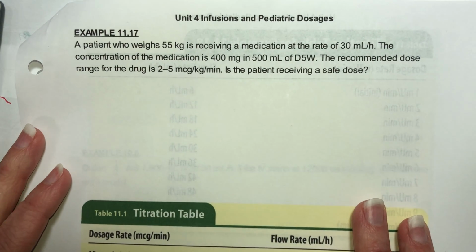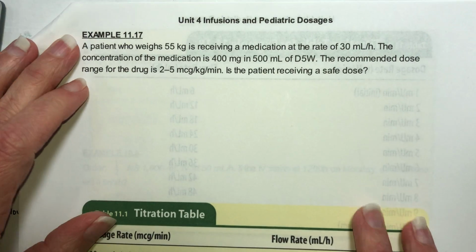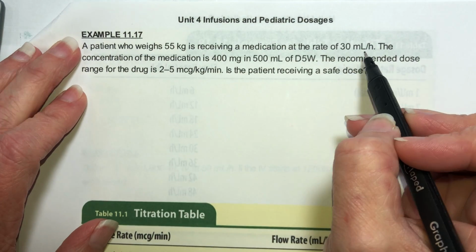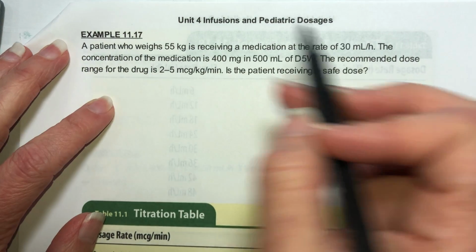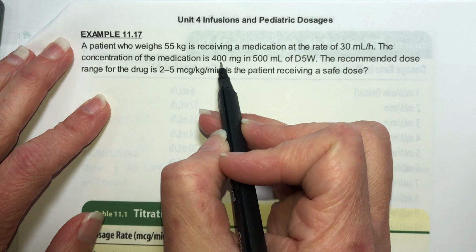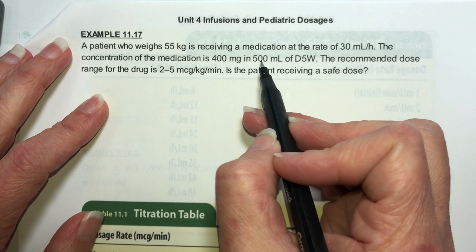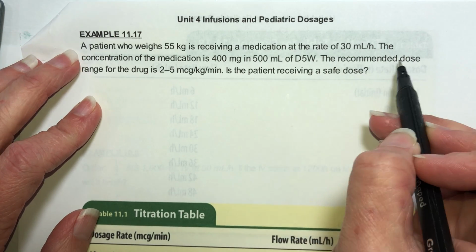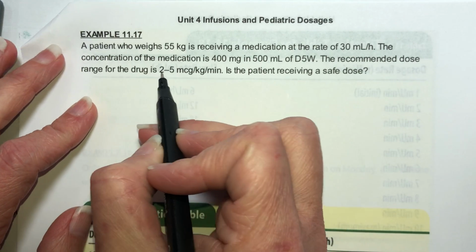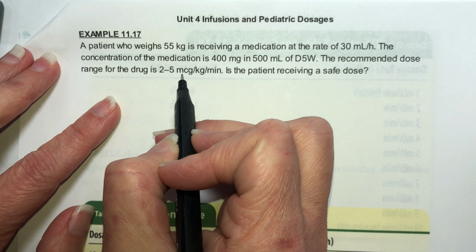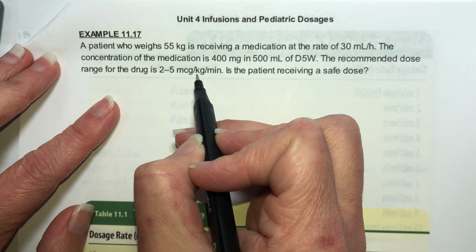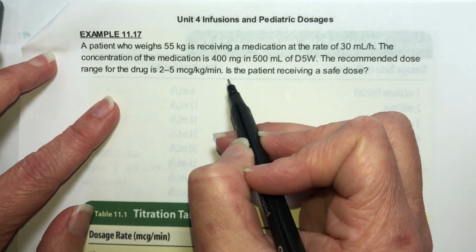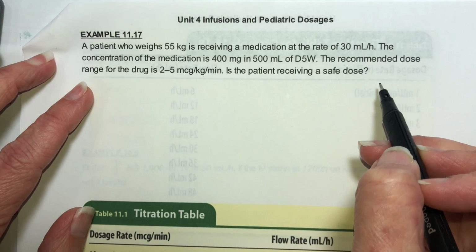A patient who weighs 55 kilograms is receiving a medication at the rate of 30 milliliters per hour. The concentration of the medication is 400 milligrams in 500 milliliters of dextrose solution. The recommended dose range for this drug is 2 to 5 micrograms per kilogram per minute. Is the patient receiving a safe dose?